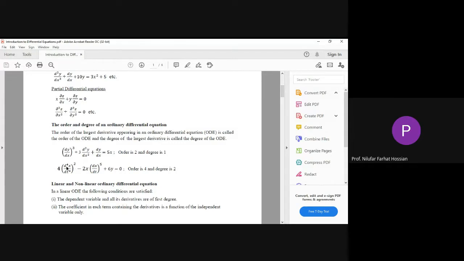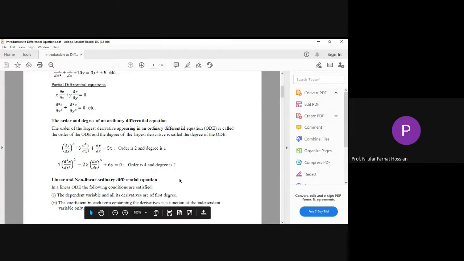Here the independent variable is t. I think there is a mistake here. It should be x, not y, because there is no y here. The independent variable is t and the dependent variable is x. X depends on t, so there cannot be y here. It should be x here. Please make the correction. So here the order of this equation is 4 and the degree is 2.